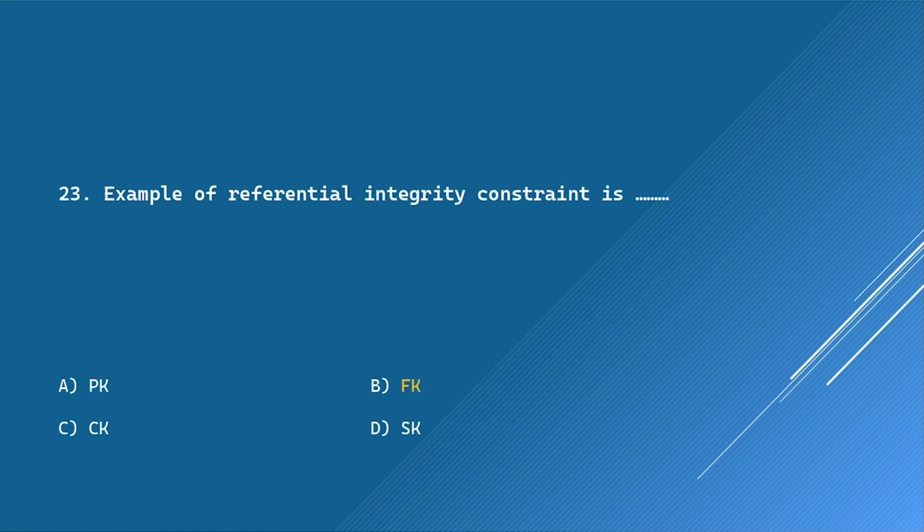23. Example of referential integrity constraint is? A. PK. B. FK. C. CK. D. SK. Correct answer is foreign key.